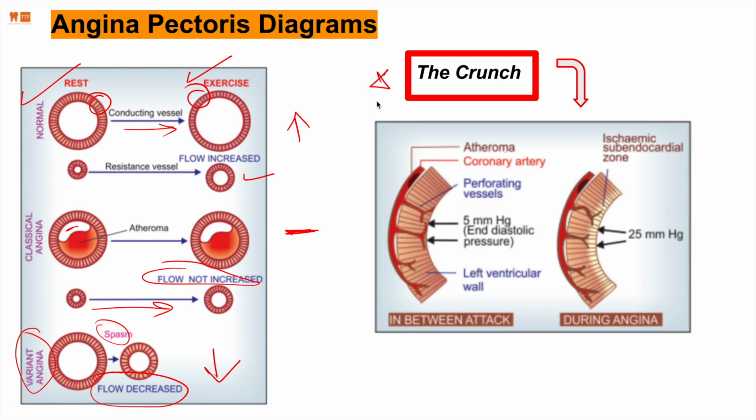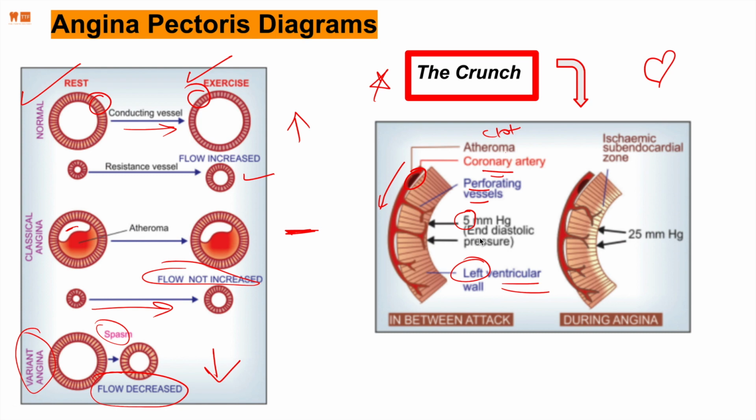This is the more important diagram. This is the crunch that we're going to talk about. This is the heart's wall, specifically the left ventricular wall, where the blood leaves the heart to the body. This dark area is the clot, the atheroma. Where is it positioned? It's positioned on the coronary artery. So the coronary artery is supplying blood using perforating vessels to the left ventricular wall. That's the scenario here.